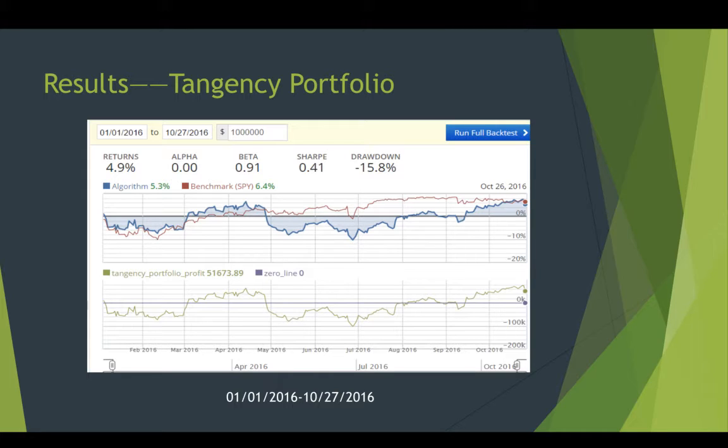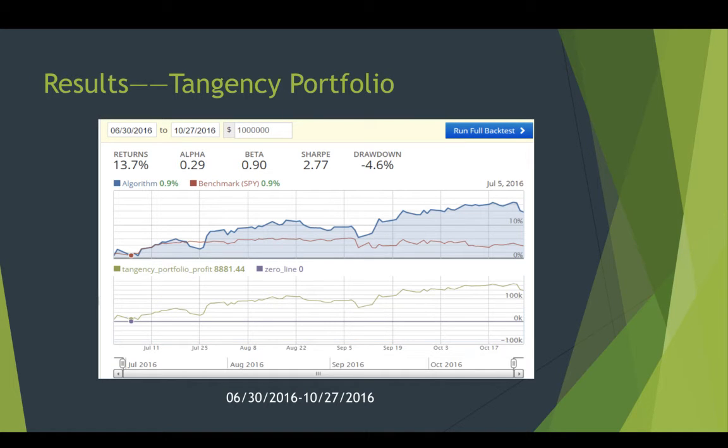Here are our results. These are the tendency portfolio performance, and this is a comparison in different holding periods. The first holding period is from January 1st to October 27. From this chart, we can see the return is only 4.9%, and we can see that the profit of this tendency portfolio sometimes falls below the zero line, which indicates a poor performance.